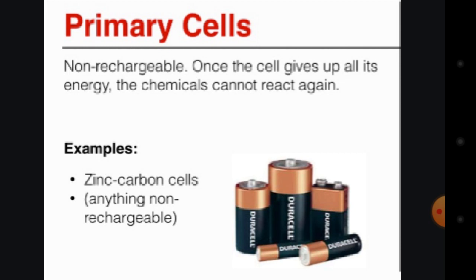Primary cells are those cells, or those chemicals, that have energy. If that energy is used, that means they are already dead and will never rise again. Whenever we have that kind of situation, it means those cells are primary, because they cannot rise up again. They are non-rechargeable; they are already finished.